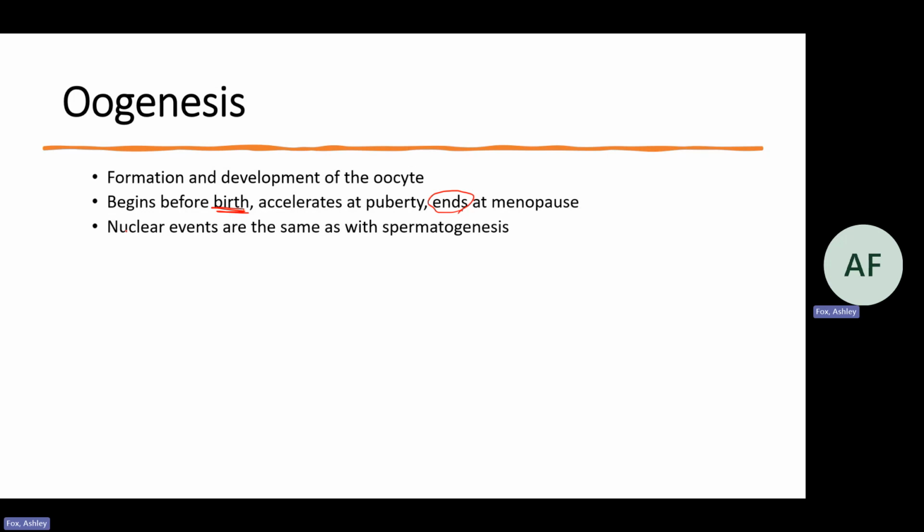The nuclear events, so this isn't like bombs, this is talking about the division of the nucleus, is going to be similar. So we're talking about meiosis. They're going to be the same, meiosis 1 that we discussed and meiosis 2 with the male reproductive system, all the steps. When they happen and what happens is going to be different. So we'll see similarities and differences between male and female reproduction.